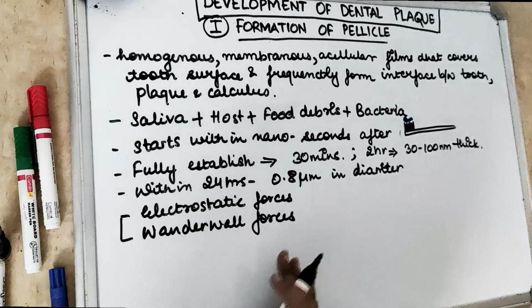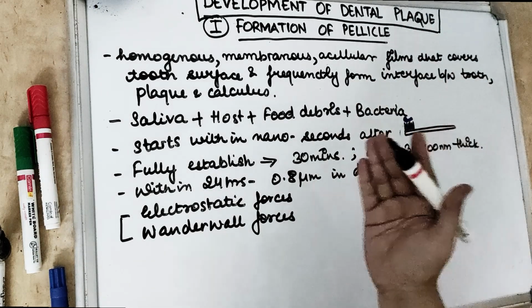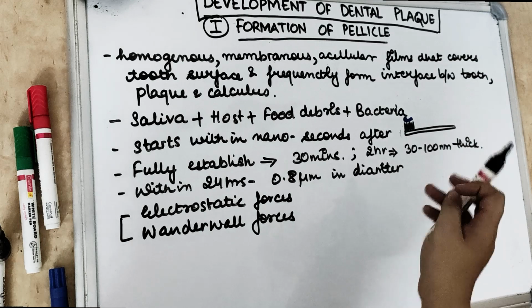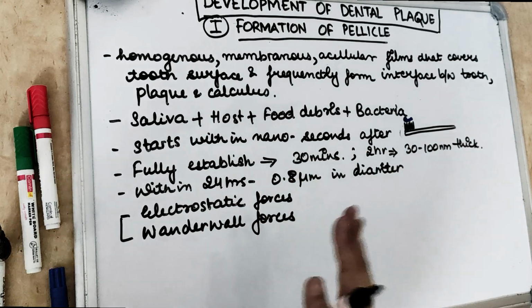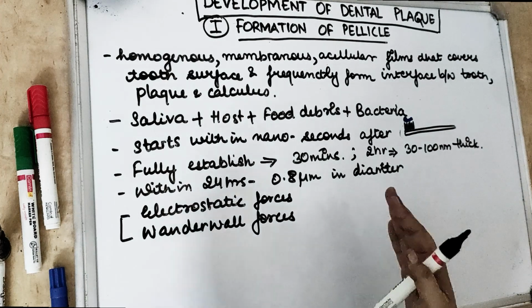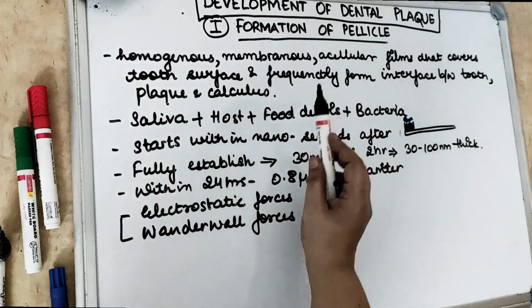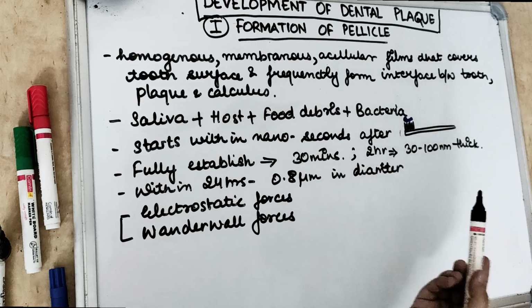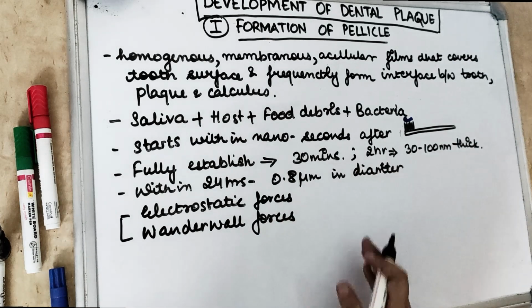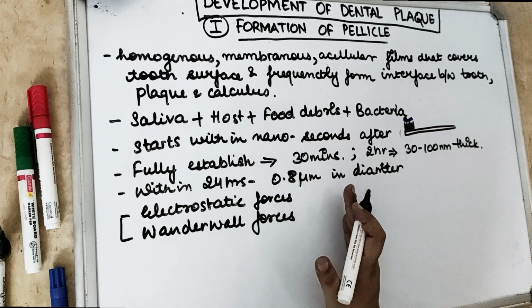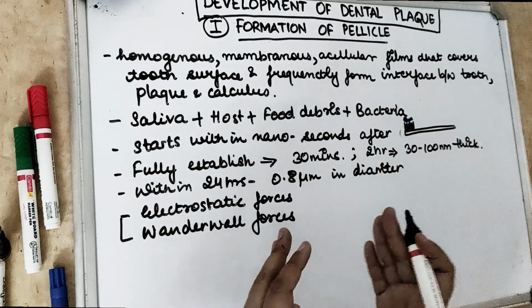So the first thing is that a pellicle is formed onto the surface of the tooth. Immediately after vigorous tooth brushing, within a few nanoseconds an acquired pellicle is formed, and this is a homogeneous membranous acellular film. So this is a film which doesn't contain any cells, but covers the surface of the tooth, and frequently forms the interface between the tooth and the plaque.